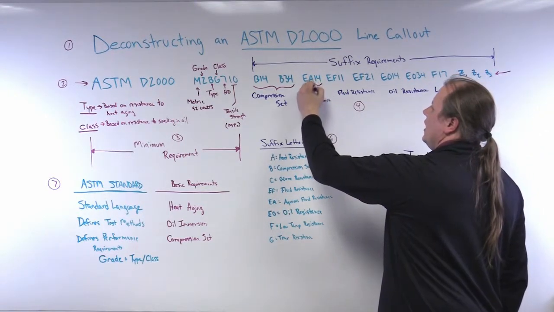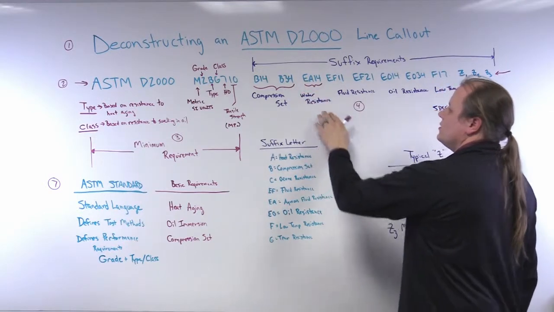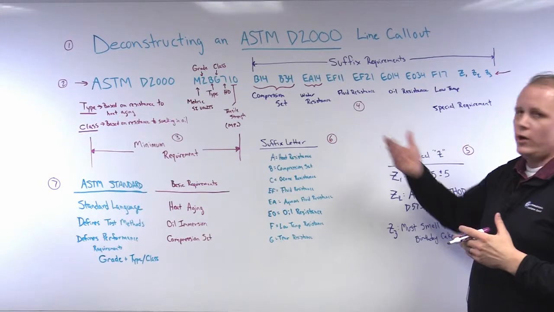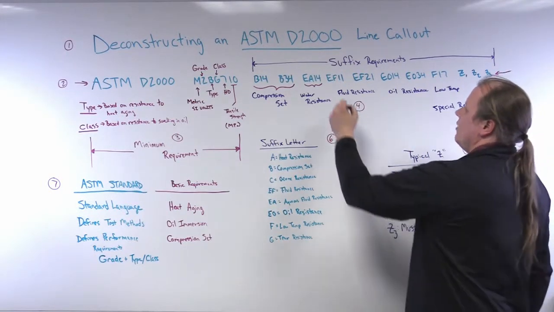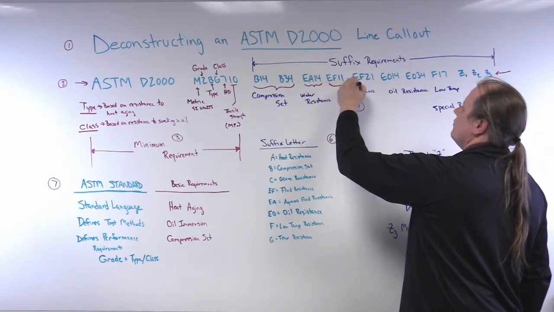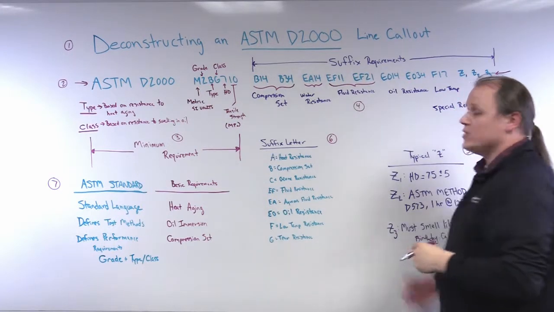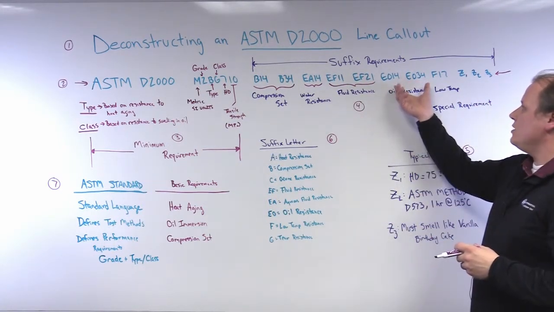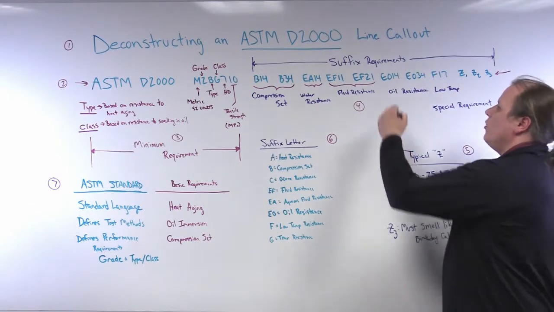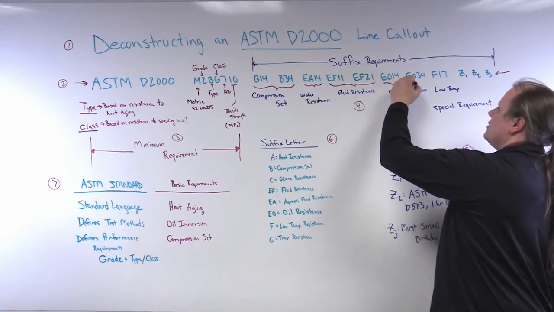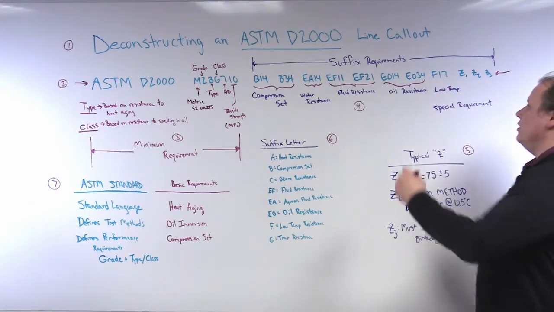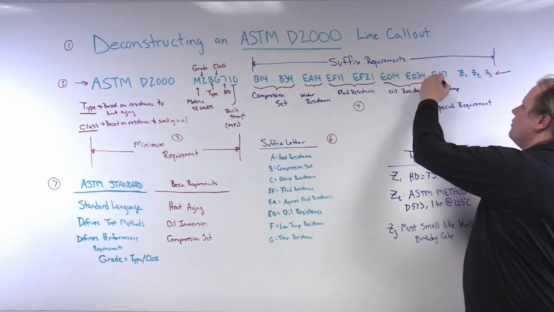EA14, with the EA preceding, is a resistance to an aqueous fluid or water resistance. We have EF, which is fluid resistance, specifically fuel resistance. We have EO14 and EO34, which are both oil resistance tests. F17 is the low temperature requirement.